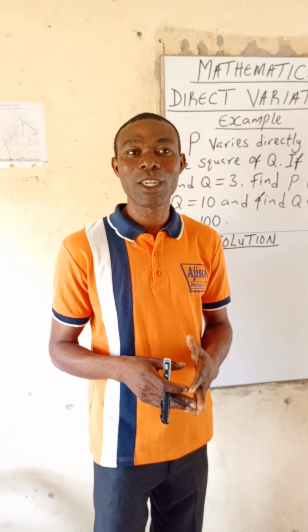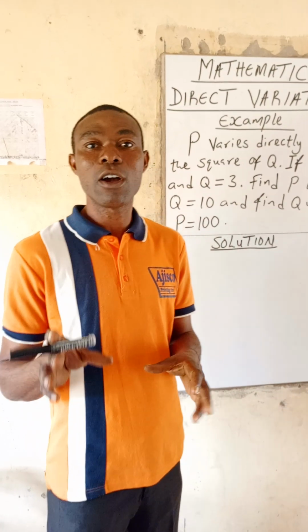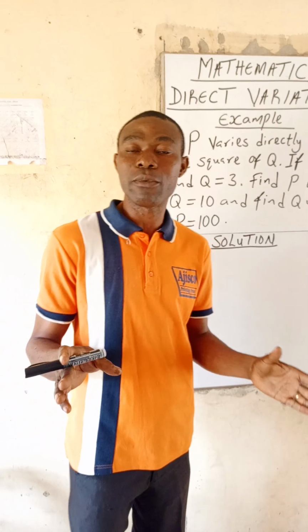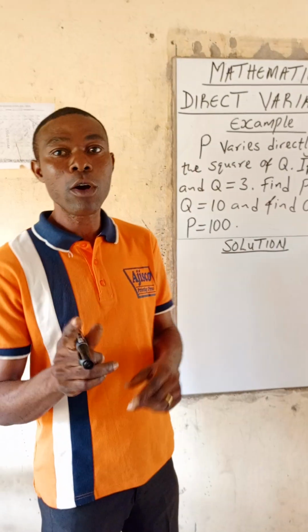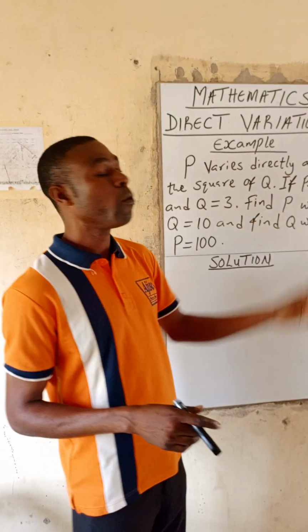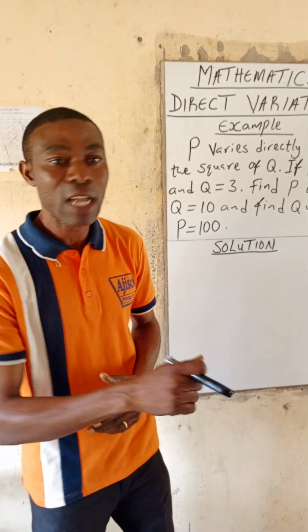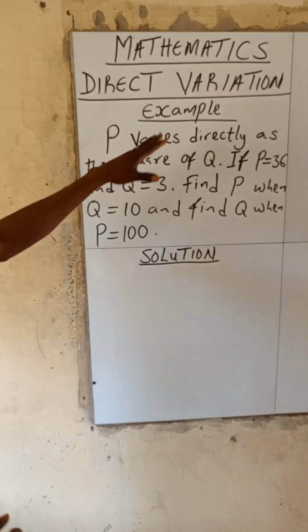So today we will focus attention on examples on variation, but we will not be able to solve all the examples. We are going to focus attention on two examples, one on direct variation, while the second on inverse variation. Let's start with the first. The first example we are having here is on direct variation.